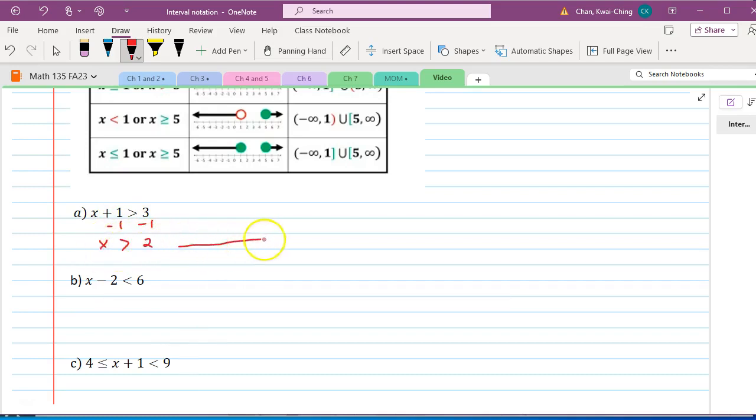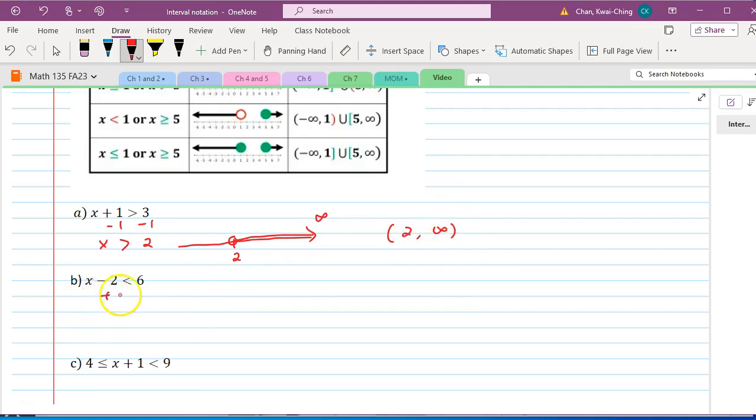I'm going to graph it. So I would have 2, not including 2, but everything that is greater than 2, right? So that means the left-hand side is 2, the right-hand side is infinity. I don't include 2, so I use parentheses, 2 all the way to infinity. So this is the interval notation.